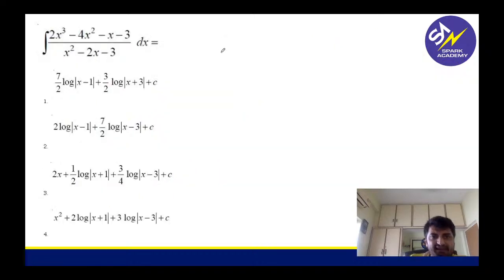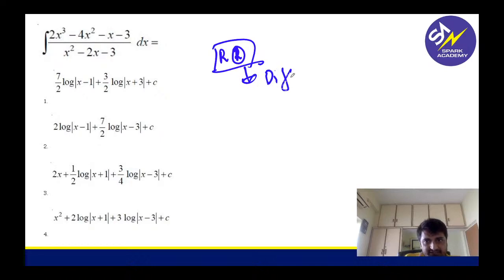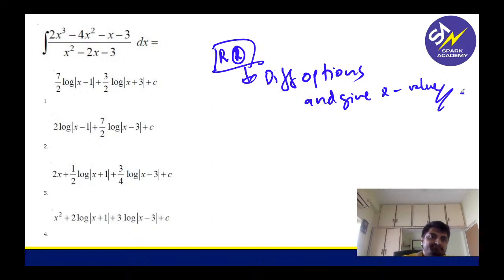Tell me, guys, simple again. Round 1 only actually. Again, differentiate options and give x some value. Easy, guys. All these are easy sums. We have done a lot of these questions.